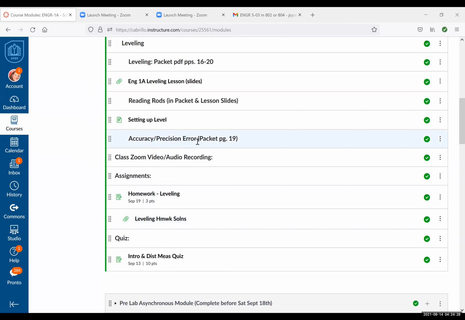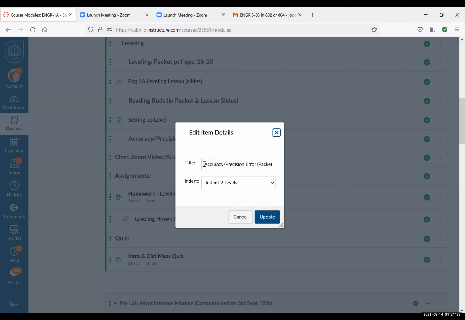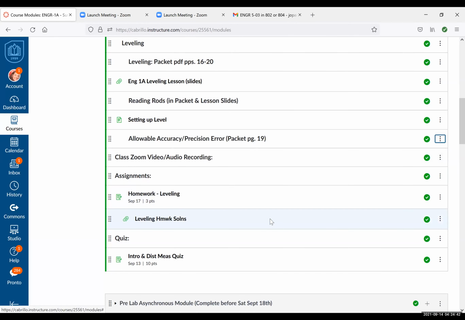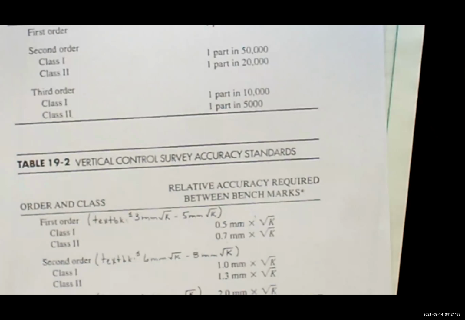So if I share my screen, the last part of today's lesson was to look at the allowable accuracy and precision error. Okay, and it's on page 19. And so what I did is I printed it out because I like just to write on stuff. So, and I'm going to pin myself here. Oh, it's already pinned. Okay, so let's take a look at this.